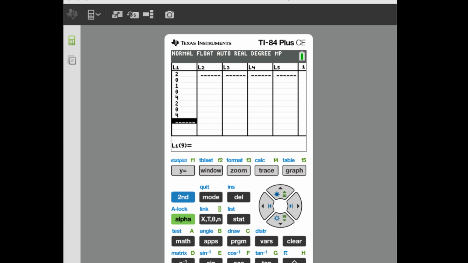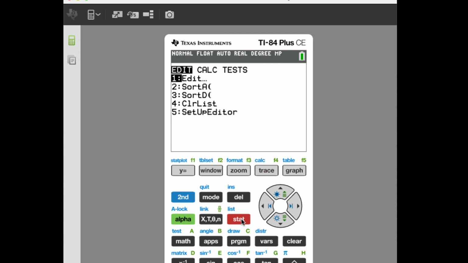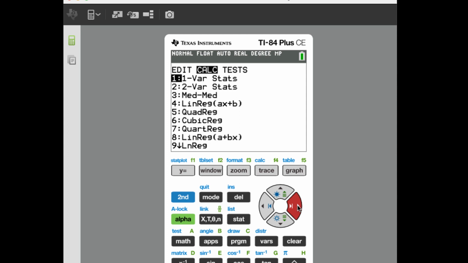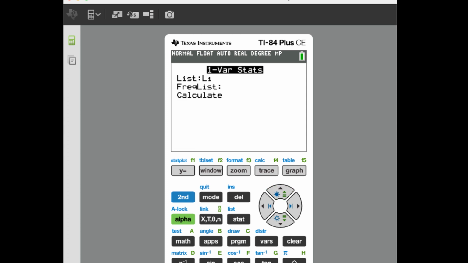All right, we're going to want to calculate. So go back. What class are you in again? Hit stat. Move over to what? Calc. You okay with that? Think of the course you're in. Stat and then calc. And you're on one variable stats. That's what you want to stay. Do you want to move down to anything else? No. Keep it on one variable stat and hit what? Enter.